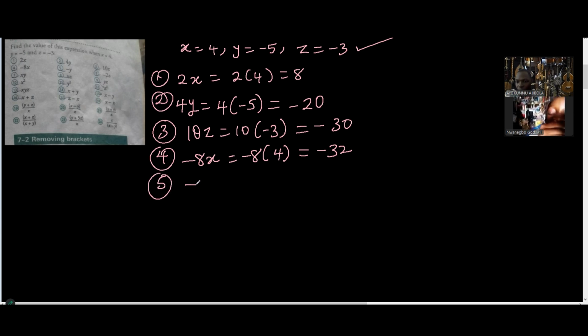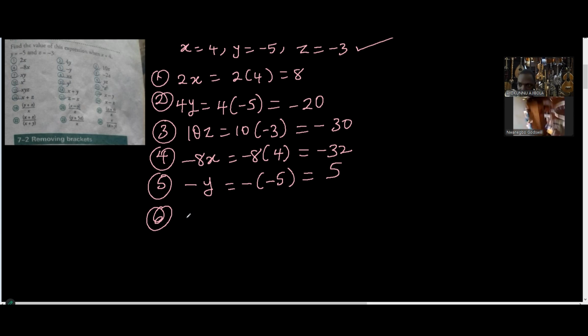And number 5 says negative y, which is negative into negative 5. So negative times negative is positive. So the answer is positive 5. Then number 6 is negative 2x. That's minus 2 into 4. 2 times 4 is 8. Then we have minus 8.